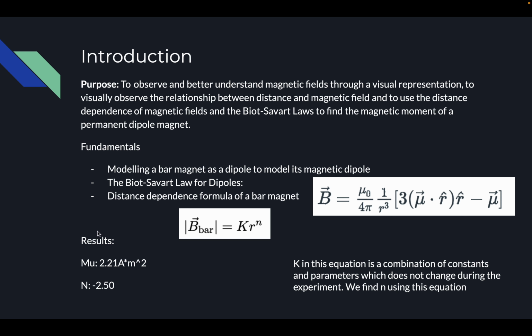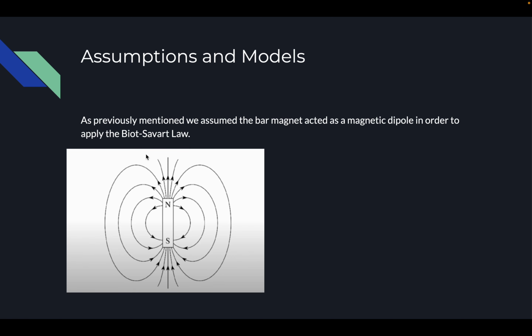The following were the results. The magnetic dipole moment came out to be 2.21 amperes times meter squared, and the value of n came out to be minus 2.5. The assumptions and models: as previously mentioned, we assumed the bar magnet acted as a magnetic dipole in order to apply the Biot-Savart law.